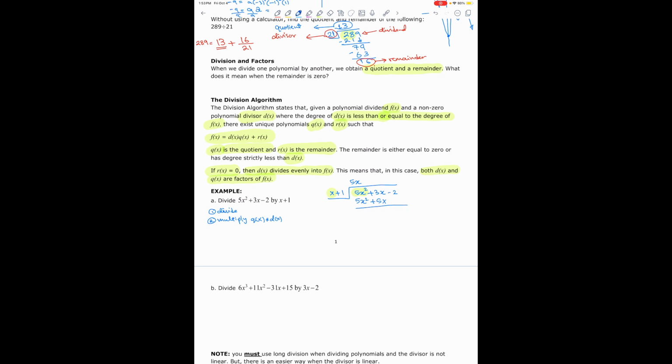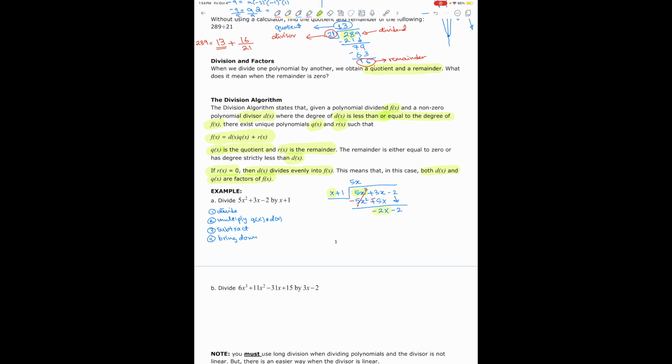Now we're going to subtract, which makes me change the sign of both of the terms. The first terms are going to cancel. 3x minus 5x equals negative 2x. And then I'm going to bring the negative 2 down as well, and then divide again. So the third step that we did is subtract, and then the fourth is to bring down the remaining term, and then we're going to repeat the steps one more time.